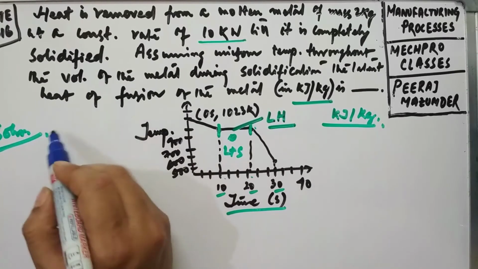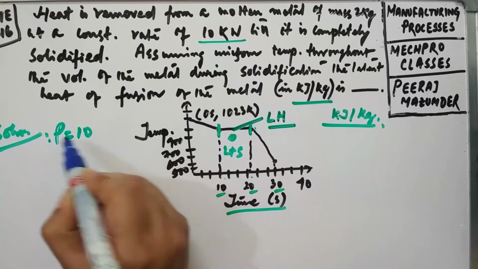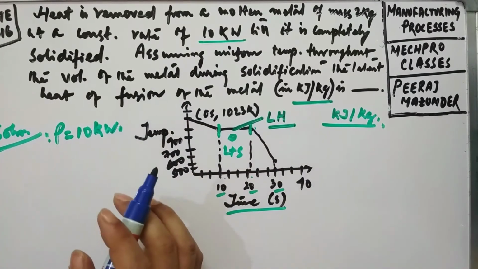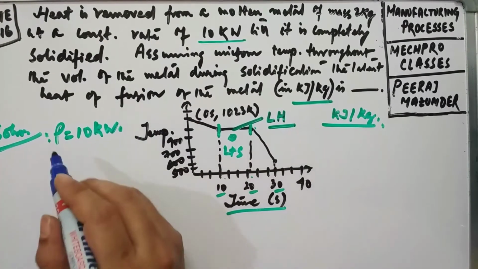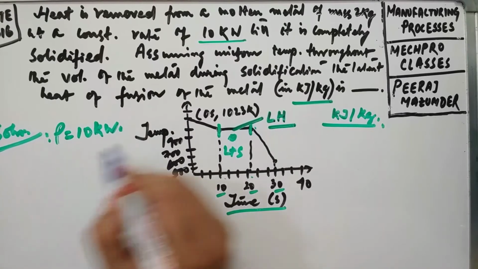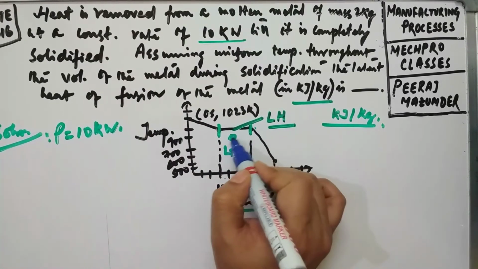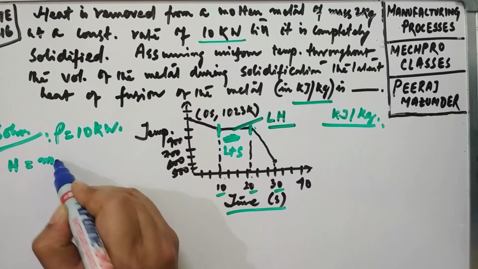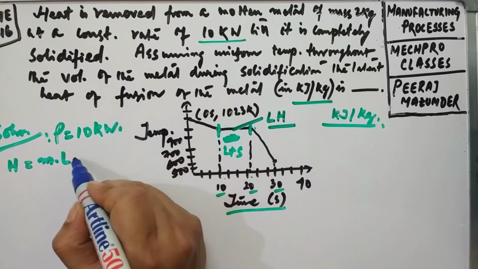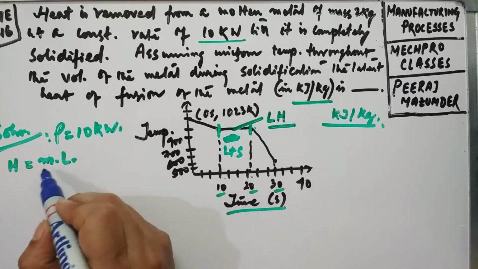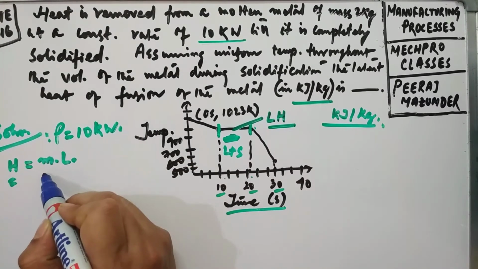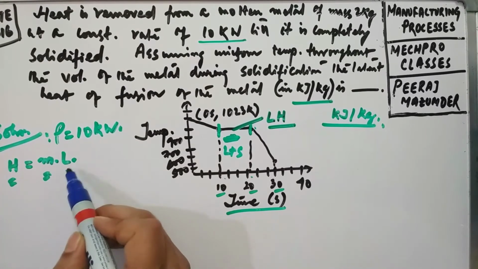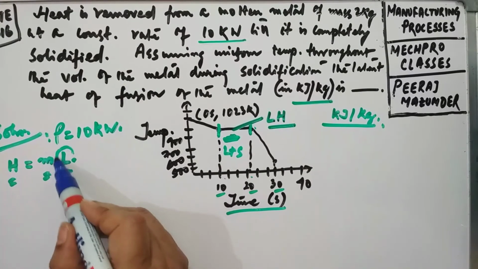The given data is P equal to 10, P is power, so I can write it from here, 10 kilowatt. Now, for this one, H I can write as H equal to M into L, no problem in that. So heat is given as M, the mass, and L is the latent heat required. So this one we have to find.